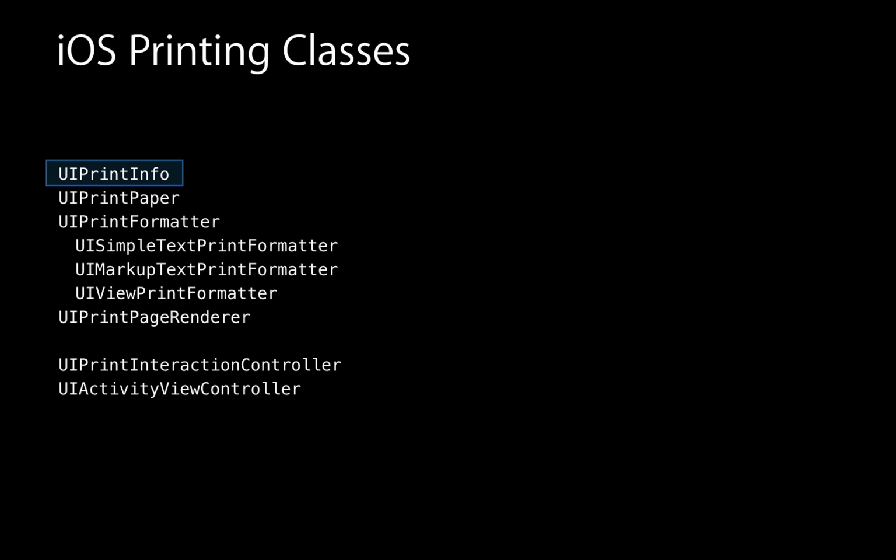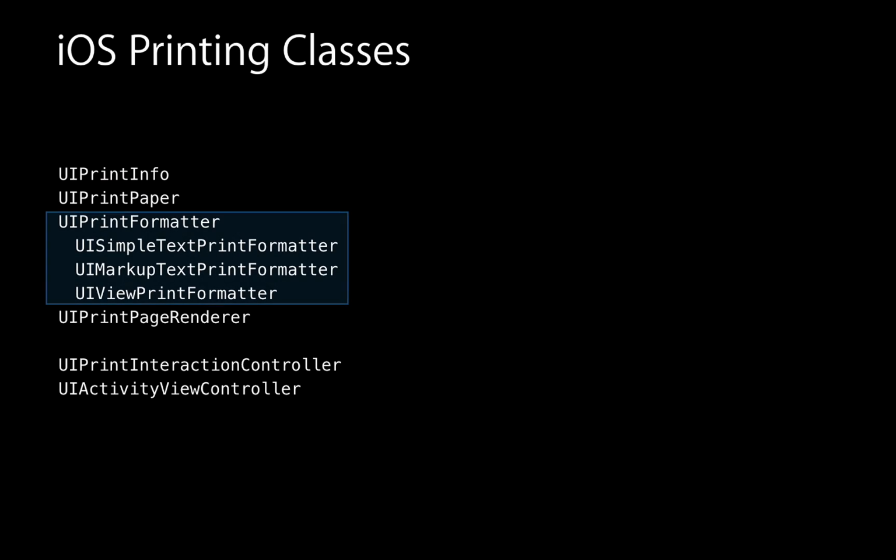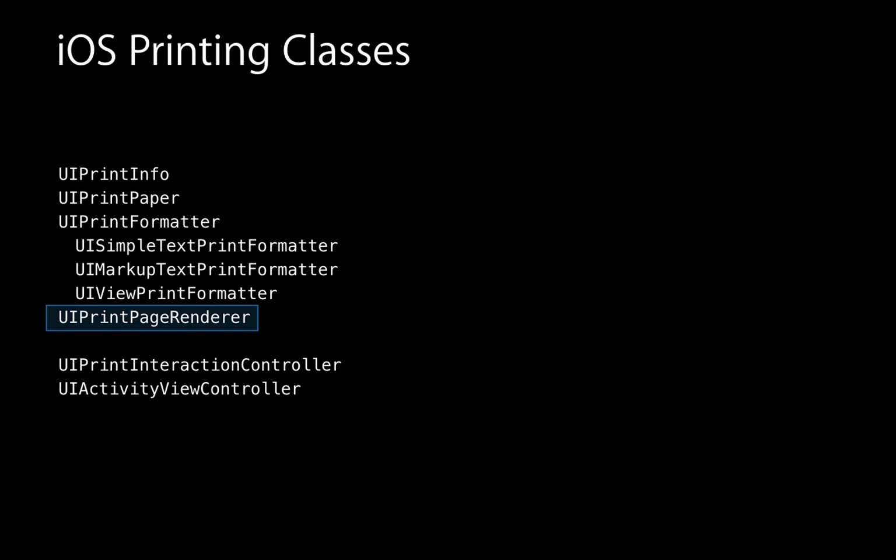So here's the classes we're going to be focusing on. First, UIPrintInfo, that's just the general sort of metadata about the print job, the job name, and the type of job. UIPrintPaper, which just represents the sheet of paper at the printer. A print formatter, which knows how to format content for a sheet. UIPrintPageRenderer, which lets you take full control over drawing. Then for showing the UI and managing the job, we have UIPrintInteractionController, or UIActivityViewController, which is the share sheet.